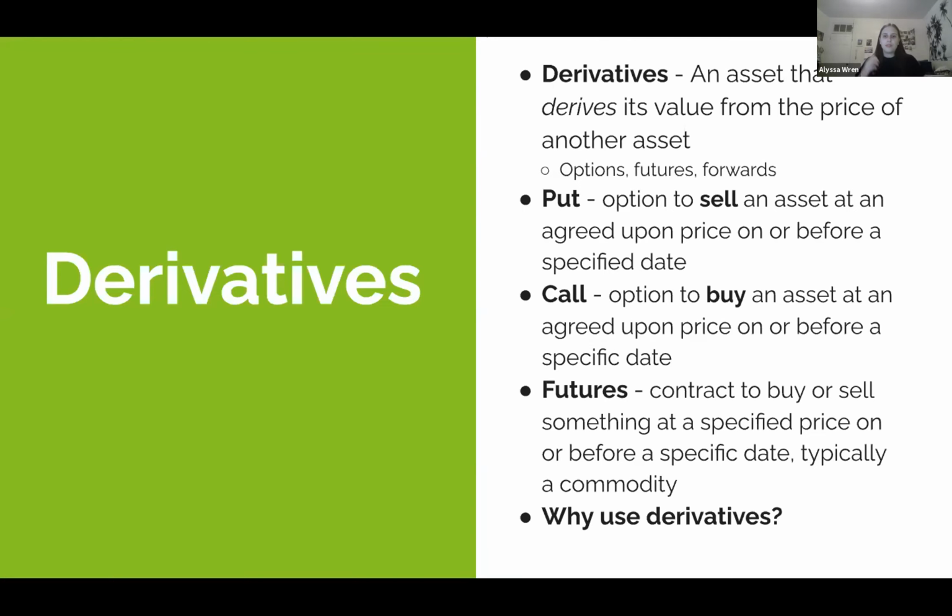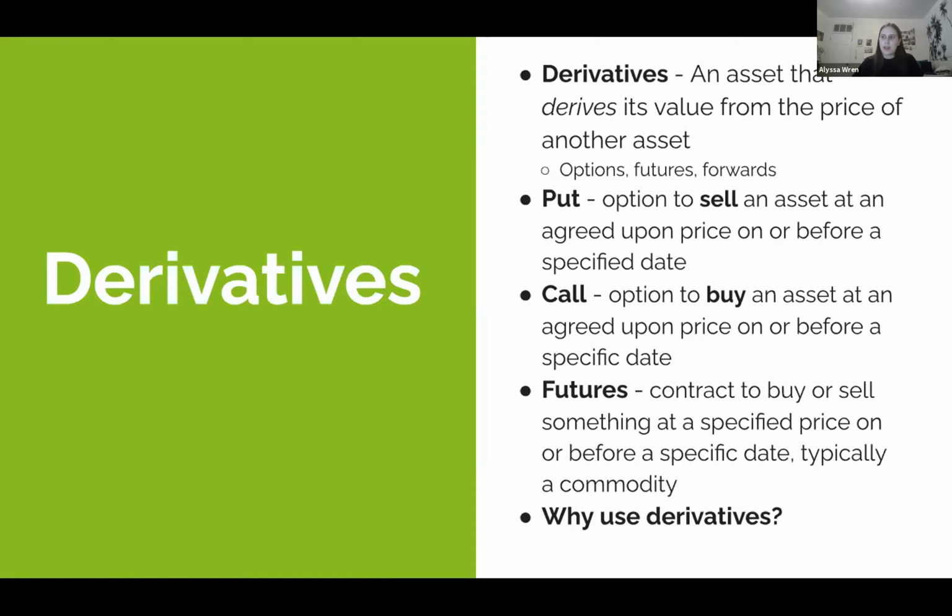Now you have the right to buy it only at $50. So you can do that, and then you can sell it for $60 and you profit off of the $10 difference. And then futures are a contract to buy or sell something at a specific date. And this is typically used for commodities.